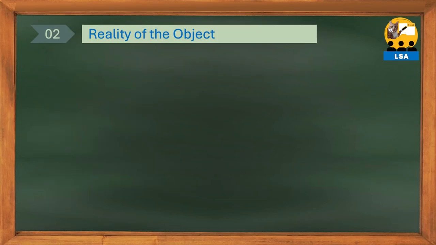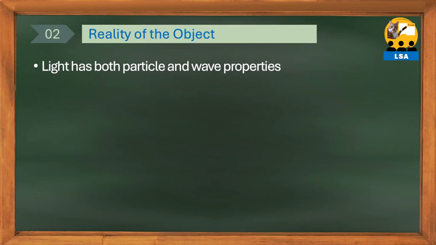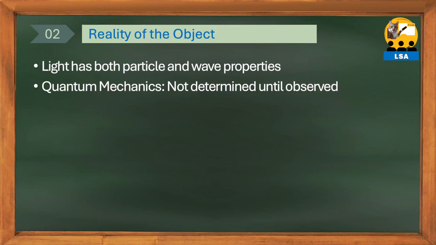Let's examine one more thing from a different perspective. You might have heard it at least once, but light has both particle and wave properties. Then what is the reality? Is it a wave? Is it a particle? In quantum mechanics, due to the observer effect, it is said that it is not determined until observed.